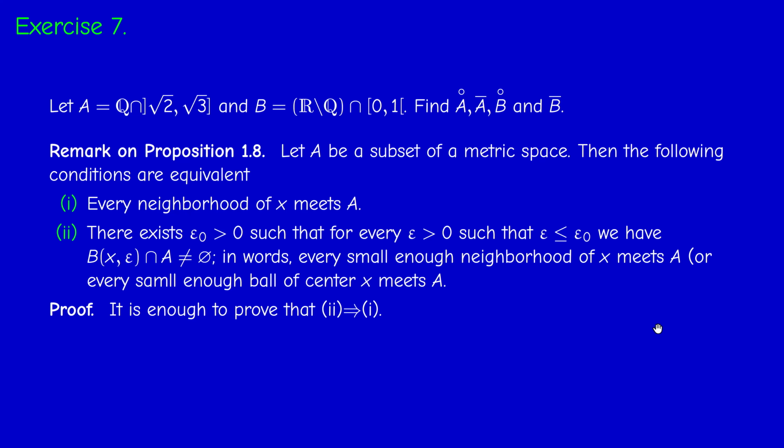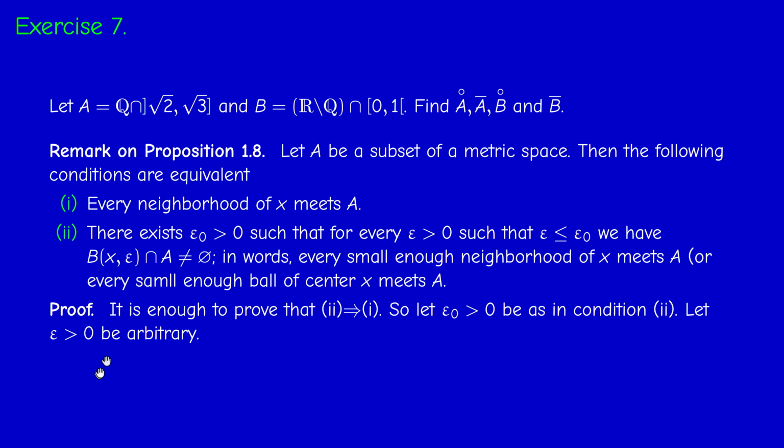Okay, so why does 2 imply 1? Let epsilon 0 be as in condition 2. It's given by the condition. And now let epsilon be an arbitrary positive number. So it could be smaller than epsilon 0 or bigger. So we distinguish between two cases.